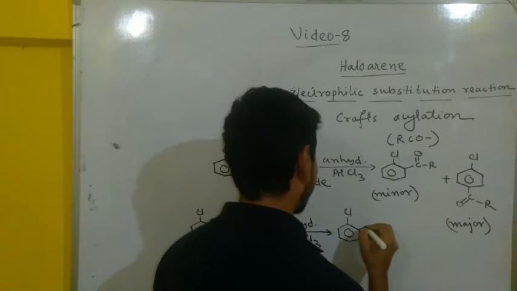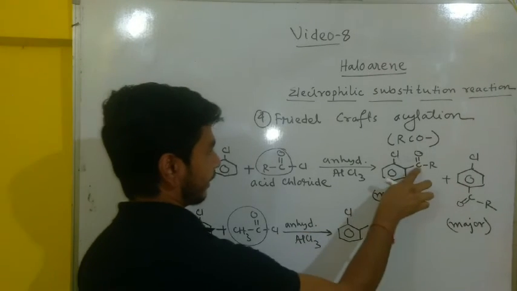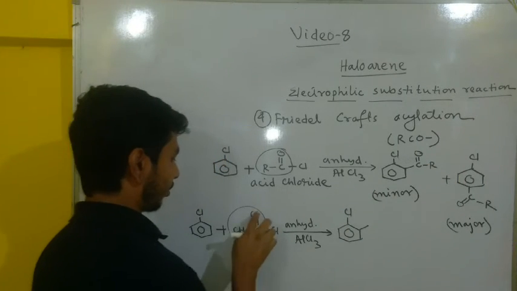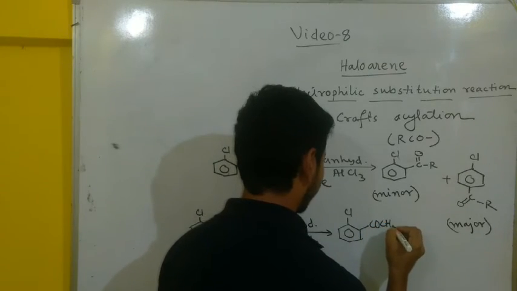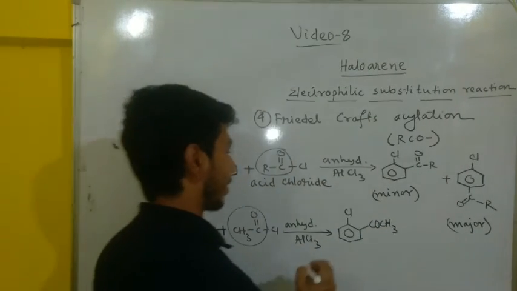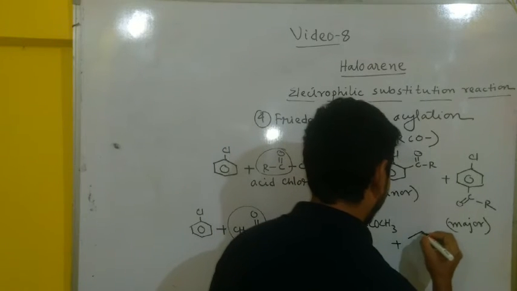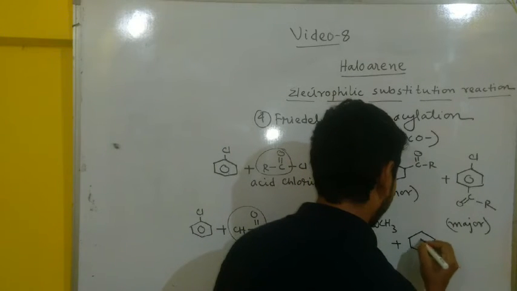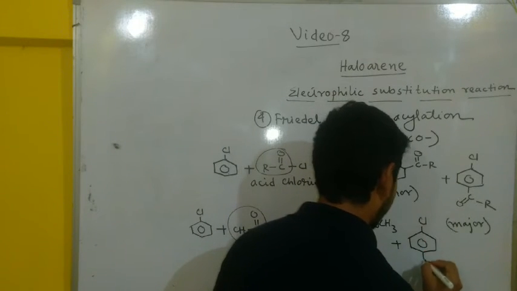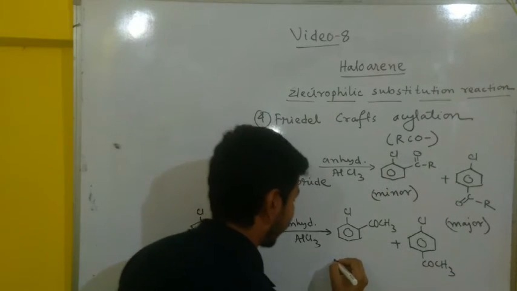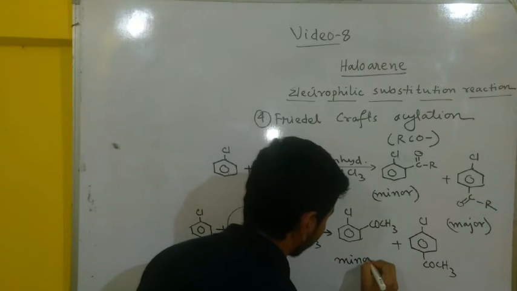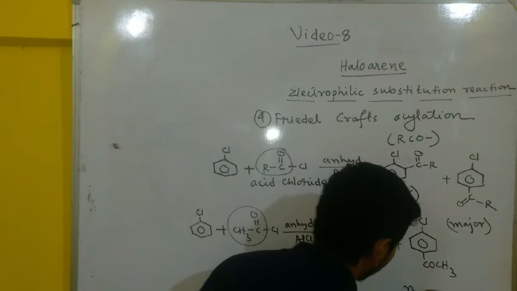So chlorobenzene with COR in the ortho position, where R is CH3, so COCH3, plus the para position, Cl and COCH3. The ortho is the minor product, and the para is the major product.